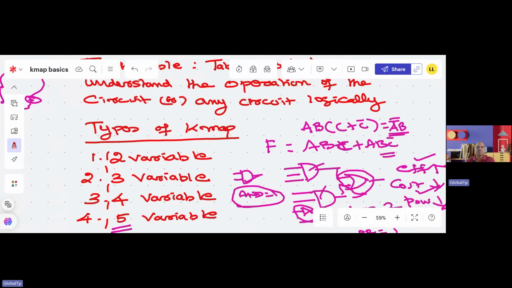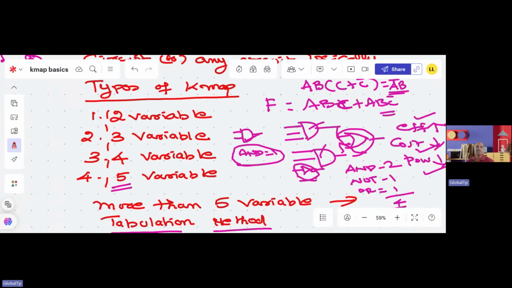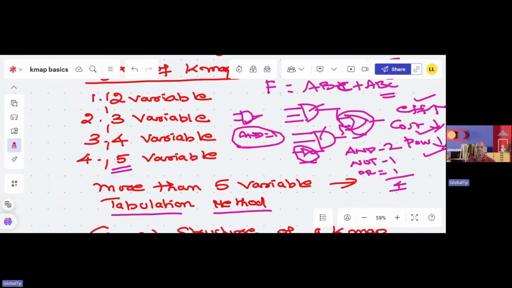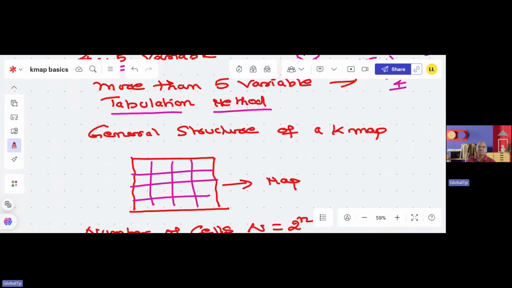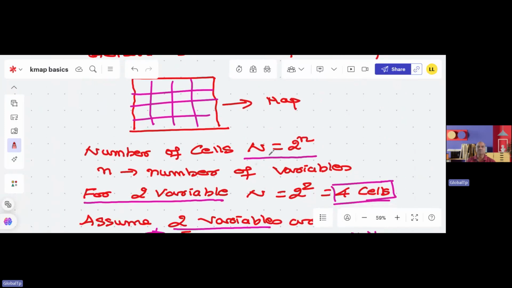There are types of Karnaugh map, depending on the variables and application, varying from 2 variables to 5 variables. Based on the extension of variables, we can go with another technique also, called the tabulation method. If the Karnaugh map becomes more complicated, then only we have to go for tabulation, since tabulation is a little time consuming in nature. Next, the general structure of the Karnaugh map we have seen.